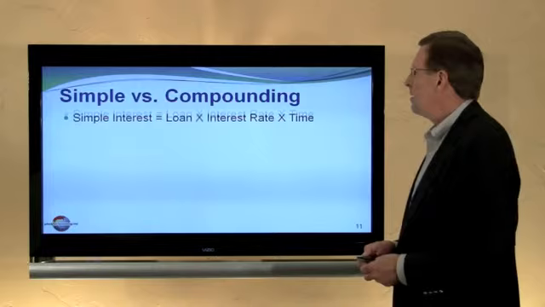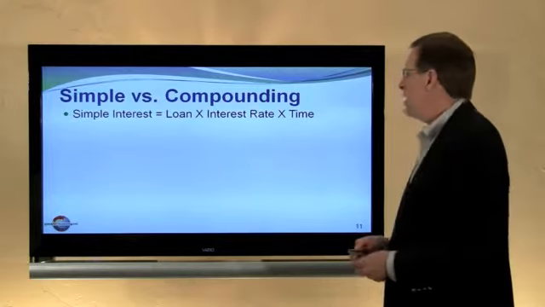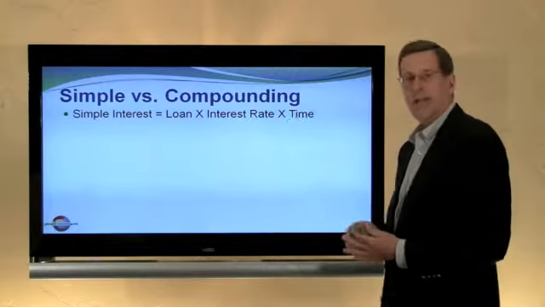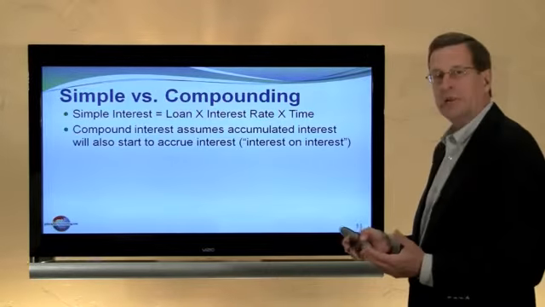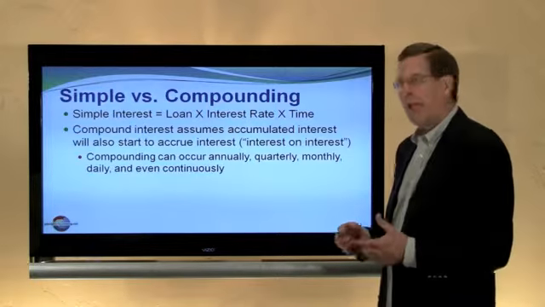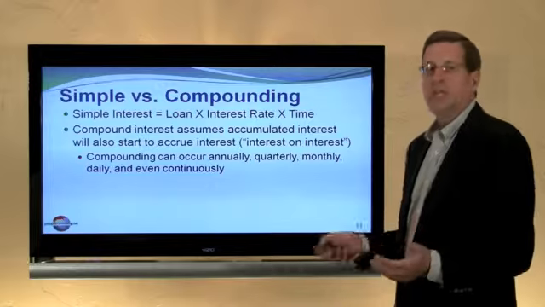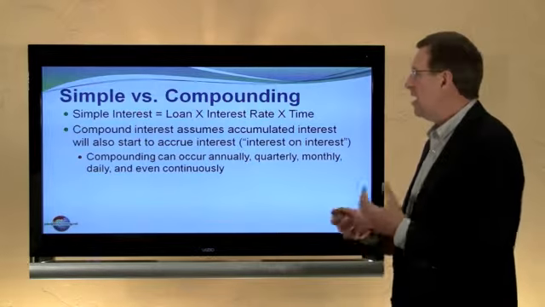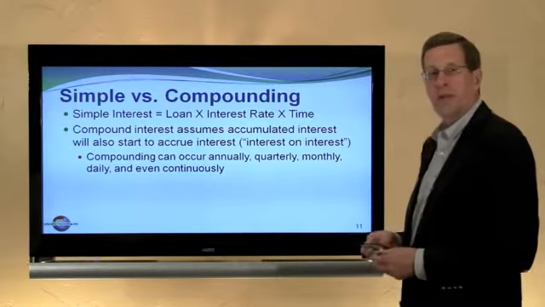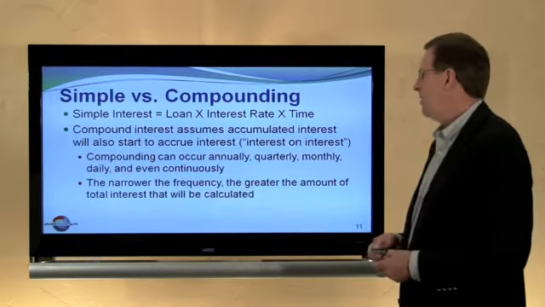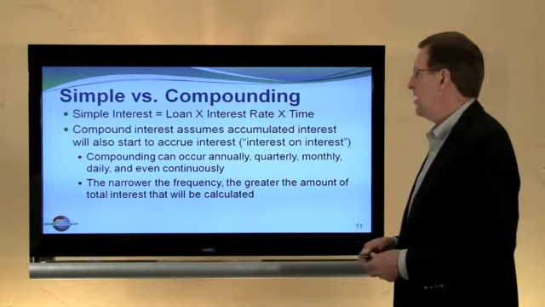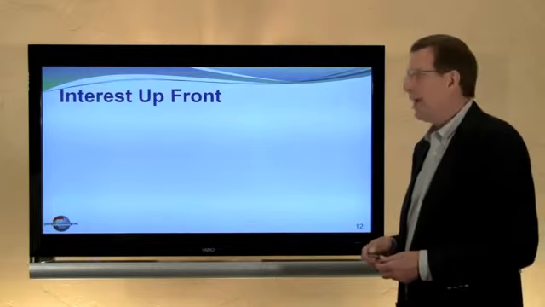Okay. We also need to consider simple versus compounding. Simple interest is just the loan amount, or the principal, times the interest rate times the time. Compound interest assumes that we pay interest on accumulating interest. Compounding can occur annually, quarterly, monthly, daily, or using calculus even continuously. Obviously, with compound interest, more accumulates during a similar period of time than you would under simple interest. The narrower the frequency of compounding, the greater the amount of the interest that is calculated to be associated with the note.